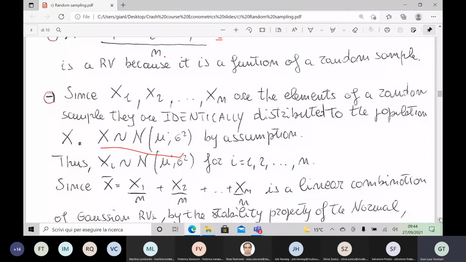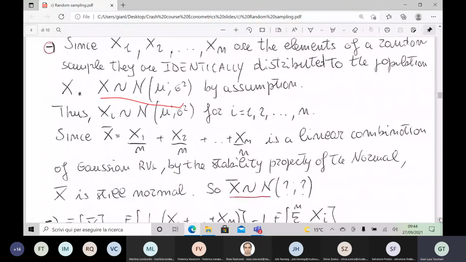Again, we want to find, I repeat, the distribution of x bar. We did already an exercise like this in the last lecture. X bar, guys, how can you write x bar, for example, as x1 over n plus x2 over n plus ... xn over n? What is it, guys? We studied it in the last lecture when we studied the normal.